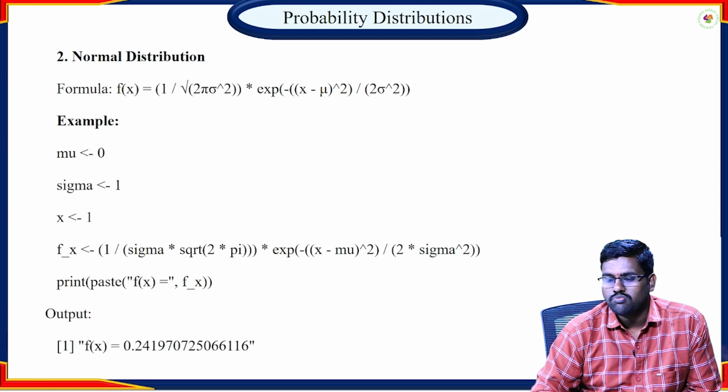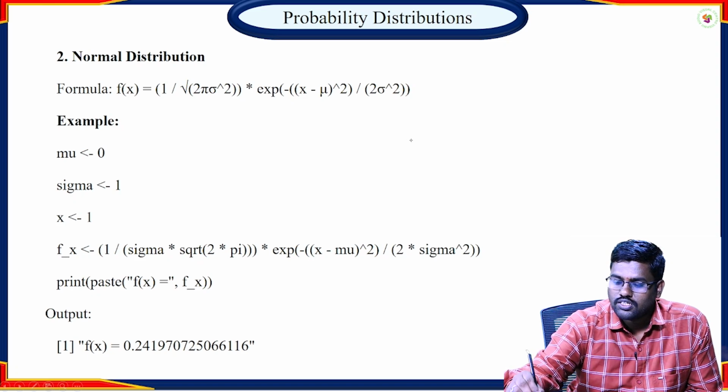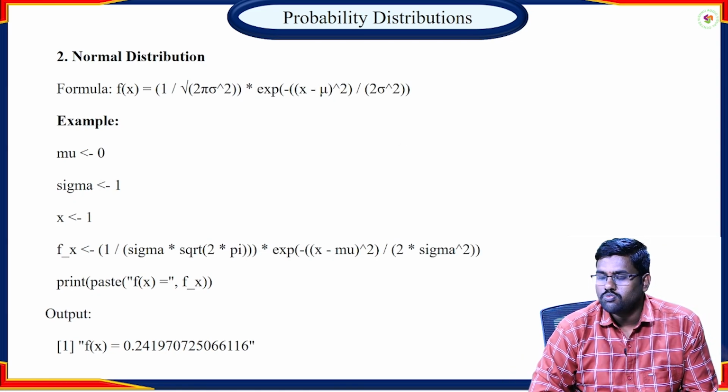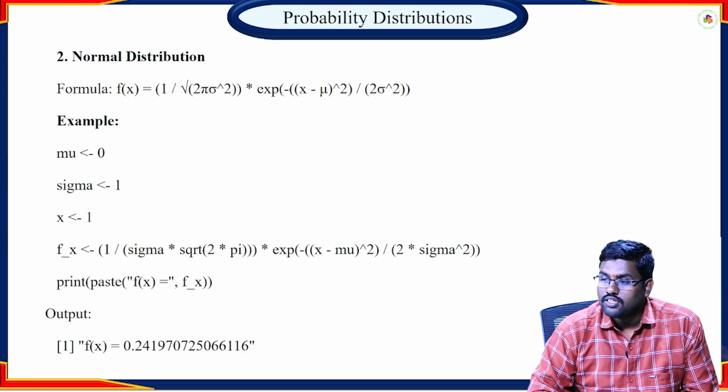Second one, normal distribution. Normal distribution is used to display the given contents in the form of a graphical, curved representation. Like probability distributions, it is represented in the bell curve. If you have to compute the normal distribution, the formula is this one.